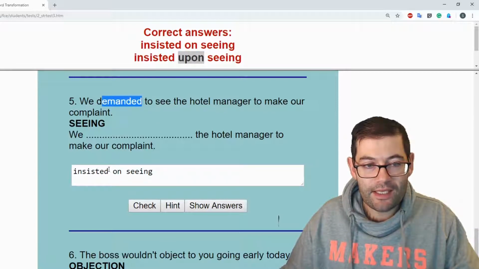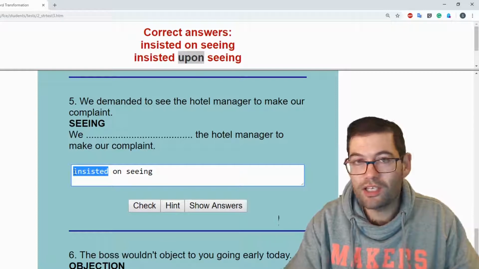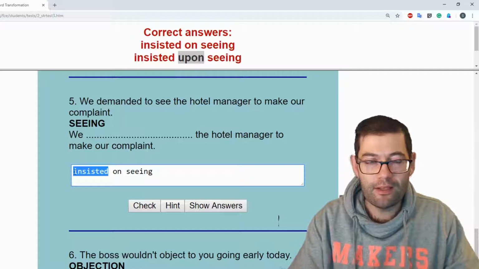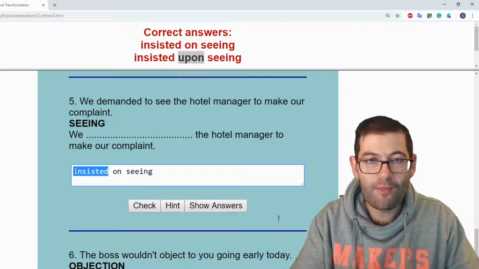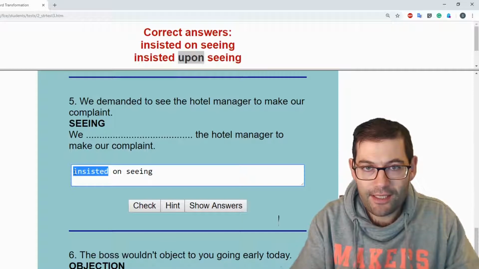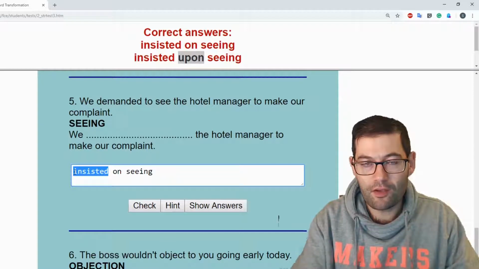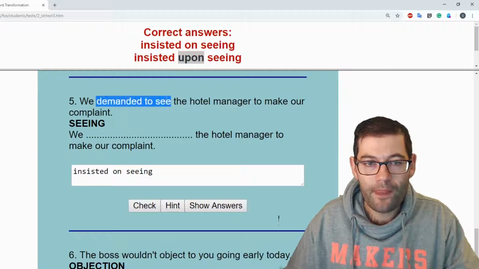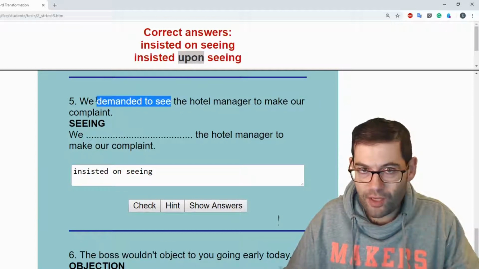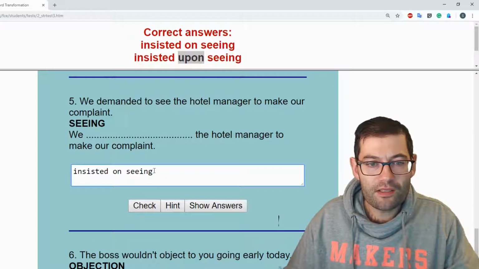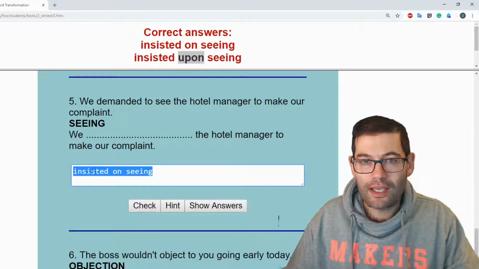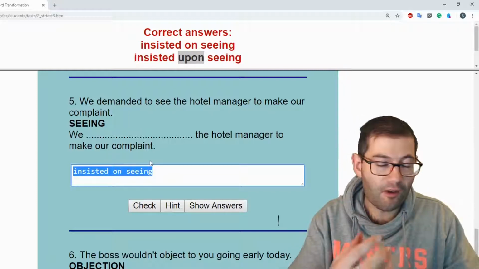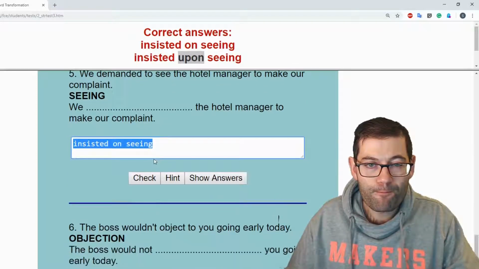So demand and insist, two good synonyms. So once again, it's that knowledge of vocabulary. So you know that demand means the same in lots of contexts that insist does, and then not only that, it's a knowledge of language pattern as well. So after demand, we can see that we need the full infinitive. So demand to see, demand to do, demand to be. And after insist, we know that we need the preposition on and a gerund of some kind. So insisted on seeing, insisted on doing, insisted on sitting, whatever it might be.